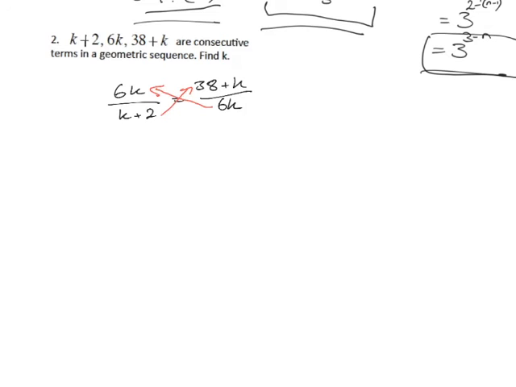6k times 6k is 36k squared. And then k plus 2 times 38 plus k, let's write it out first. They don't disappear, they're moving to the other side and becoming multiplication. They're not disappearing. Another way to think of it is this.